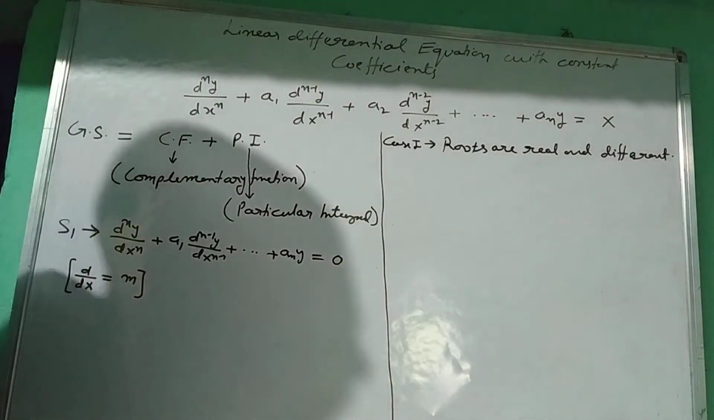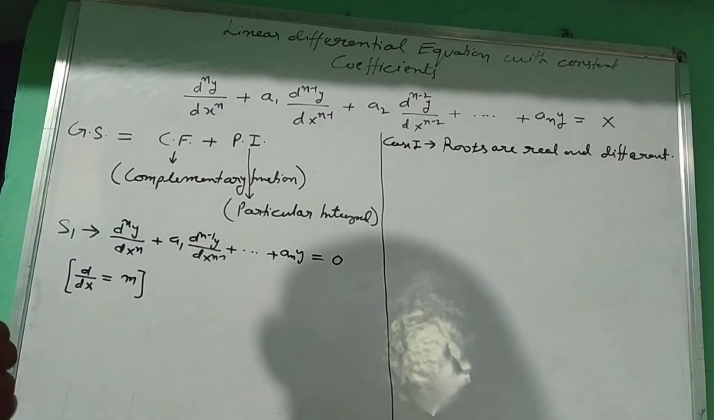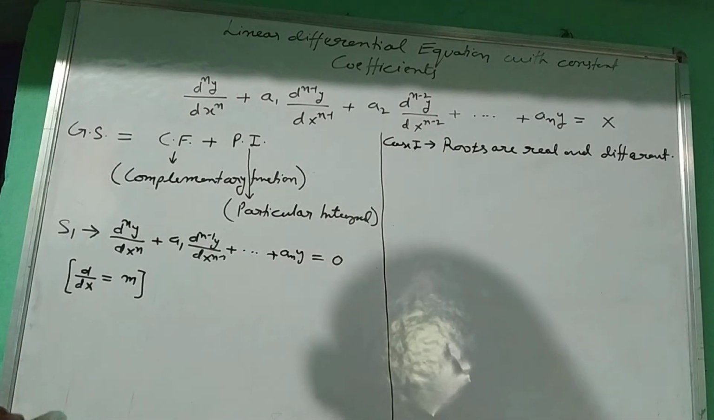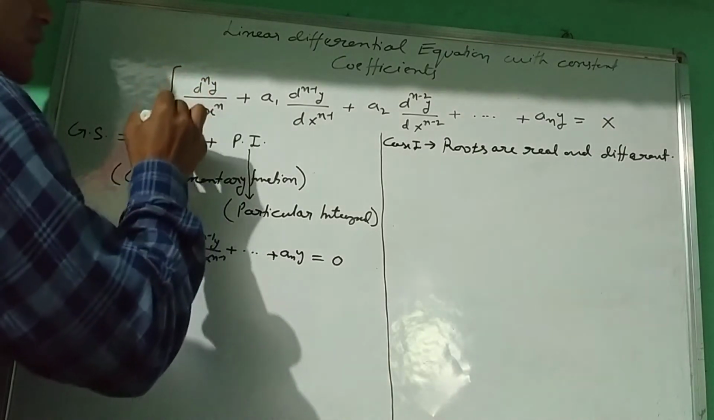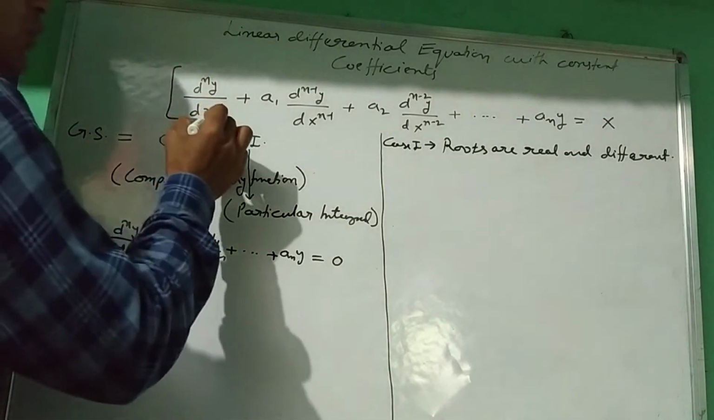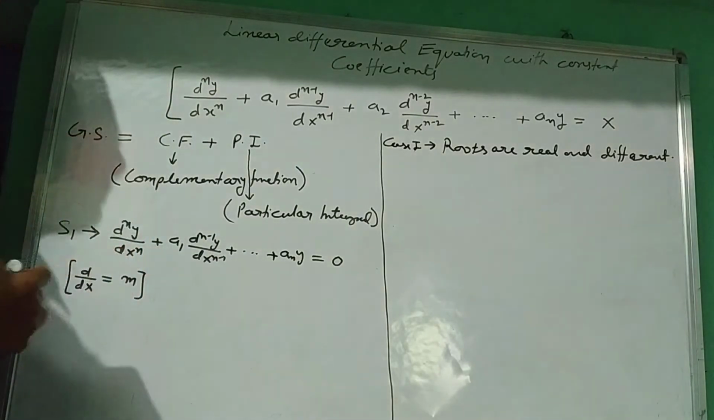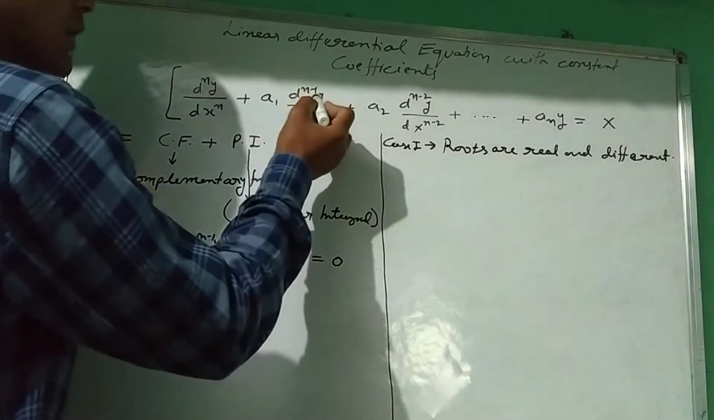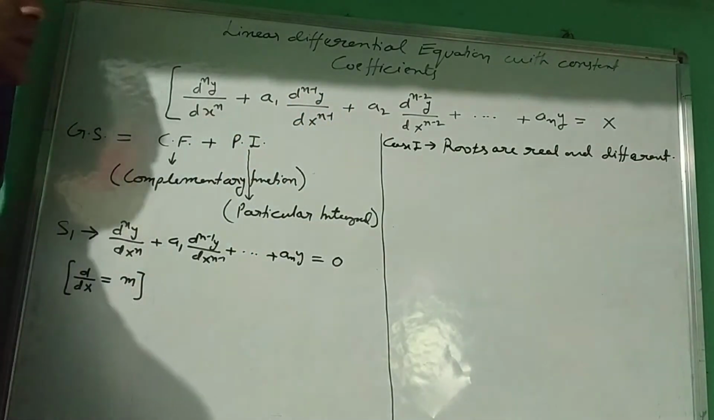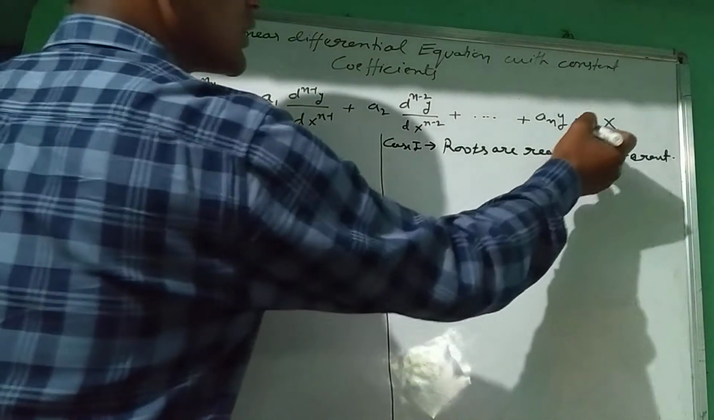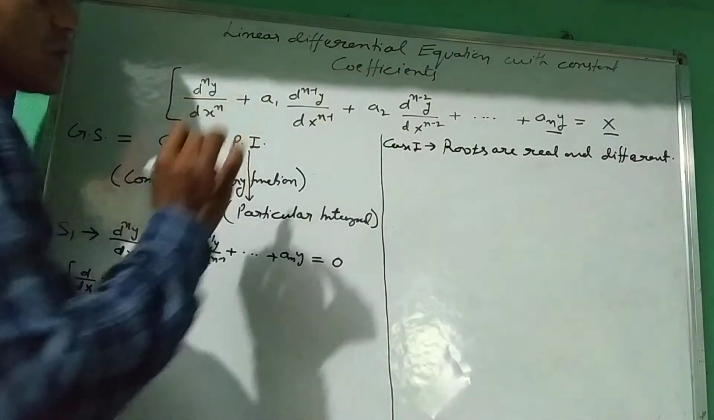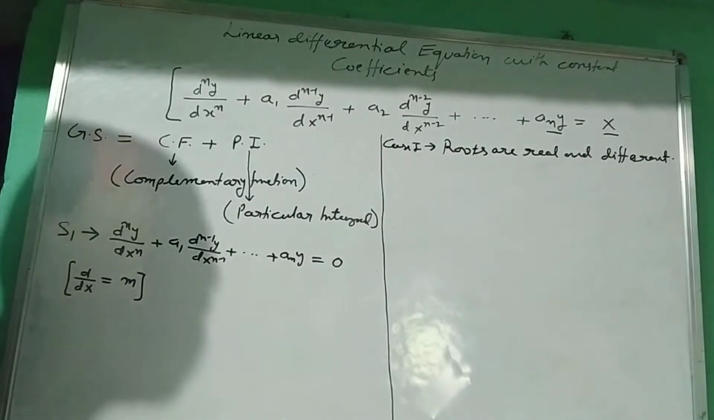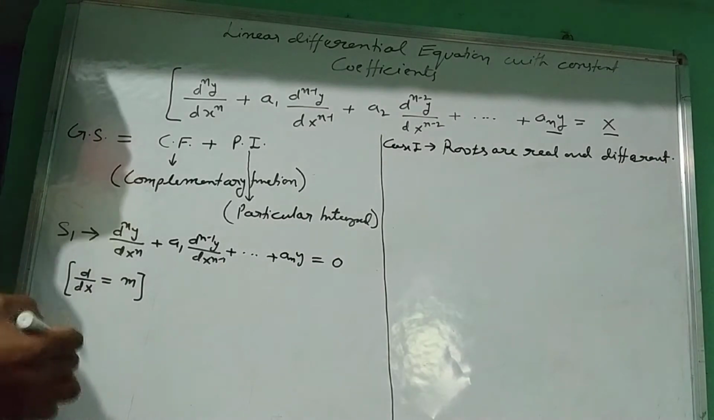First, we need to understand what a linear differential equation with constant coefficients is. The general equation for this type is: d to the power n y upon dx to the power n, plus a1 d to the power n minus 1 y upon dx to the power n minus 1, and so on, plus an y, equal to X. In this equation, the degree of every term is 1, so this is a linear differential equation and the order is n.